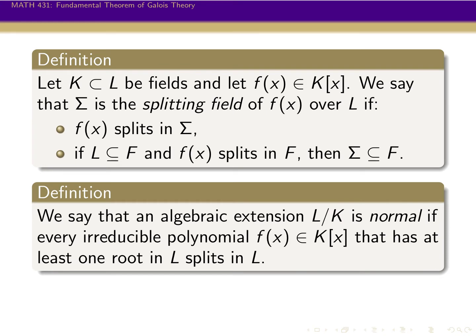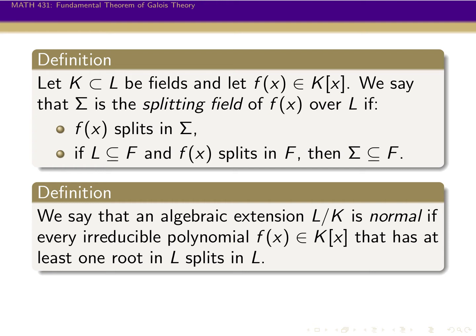Then we started talking about splitting fields and normal extensions. Recall that if we have a polynomial f of x over a field L, then the splitting field for f of x over L is the smallest field such that f of x splits. So what that means is f of x factors into a product of linear factors, and for any other field that it splits completely in, this splitting field is going to be a subfield of it. So this is what we mean by the smallest one.